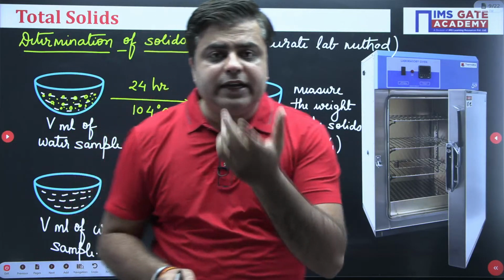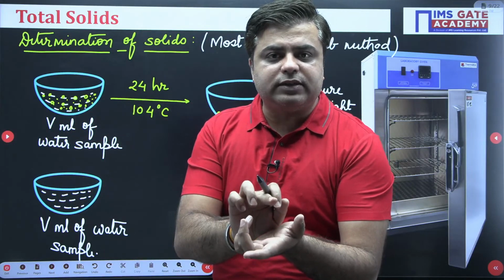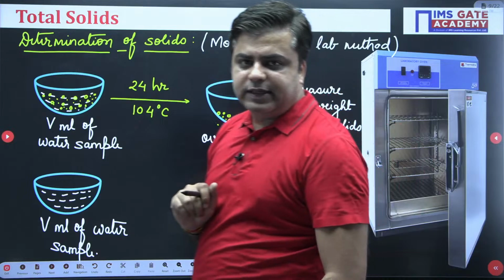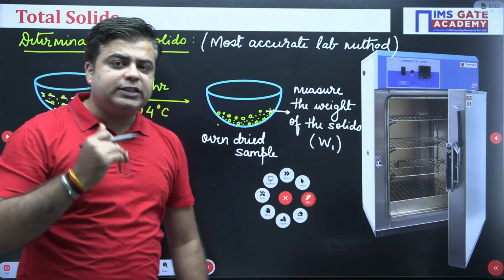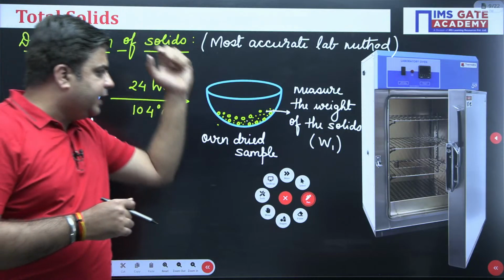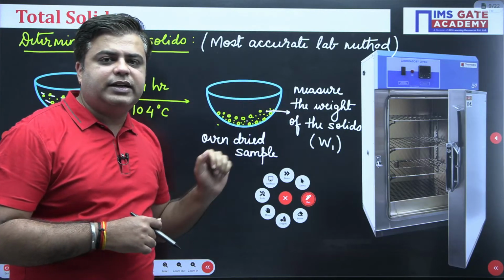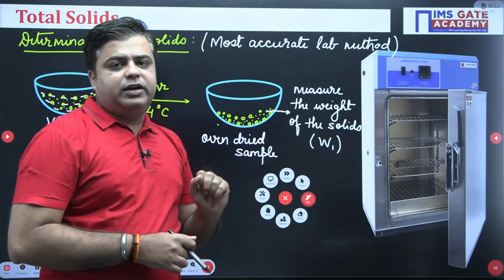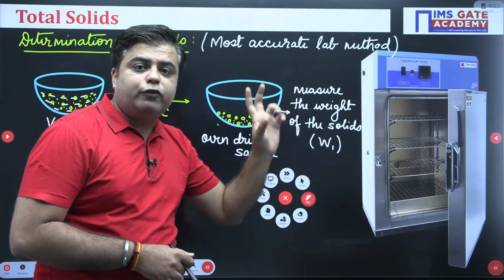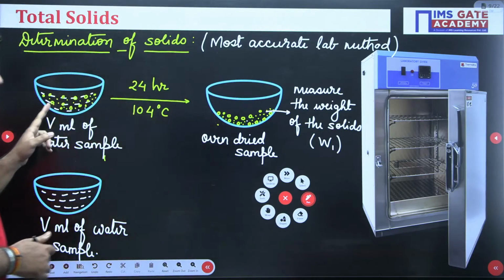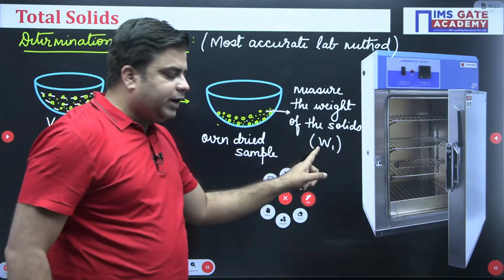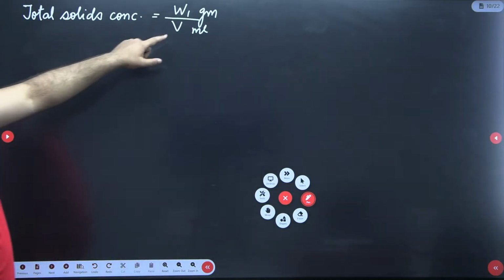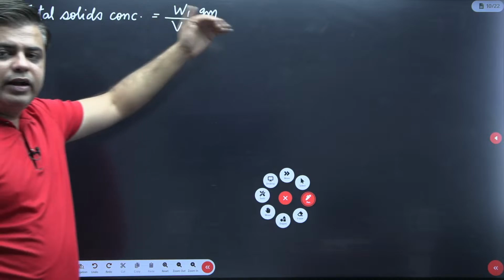What you did: you take the crucible, you fill V volume of the water sample, and you place this crucible in an oven for 24 hours at 104 degrees Celsius. At such a high temperature and for such a duration, all the water will evaporate, and now you are only left with suspended solids and dissolved solids, that is total solids, in the crucible. You simply take the weight of the solids, and this is the weight of total solids. So you know the volume of the sample, V mL, and the weight of total solids, W1. You can calculate the concentration of total solids, equal to W1 by V. This is in grams, this is in mL, right? Accordingly, you can change the units.